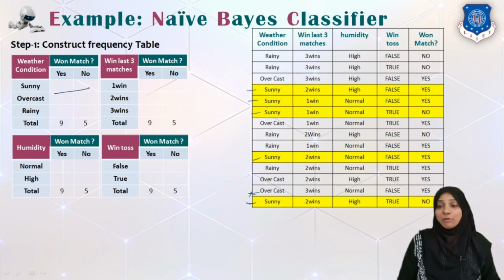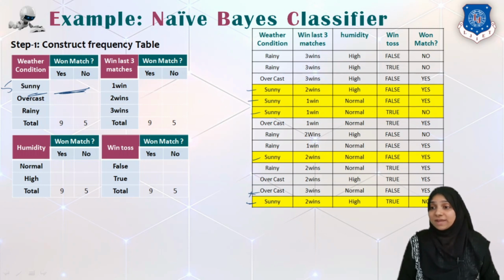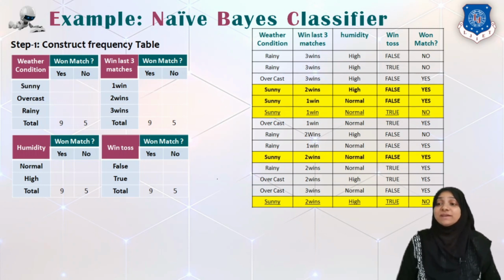Okay, so how many rows are there where the value is sunny? In total there are 5 values. One thing you must note is that the summation of yes and no in this particular sunny row must total 5. Now out of these 5 rows, how many rows are there for which the output value is yes?